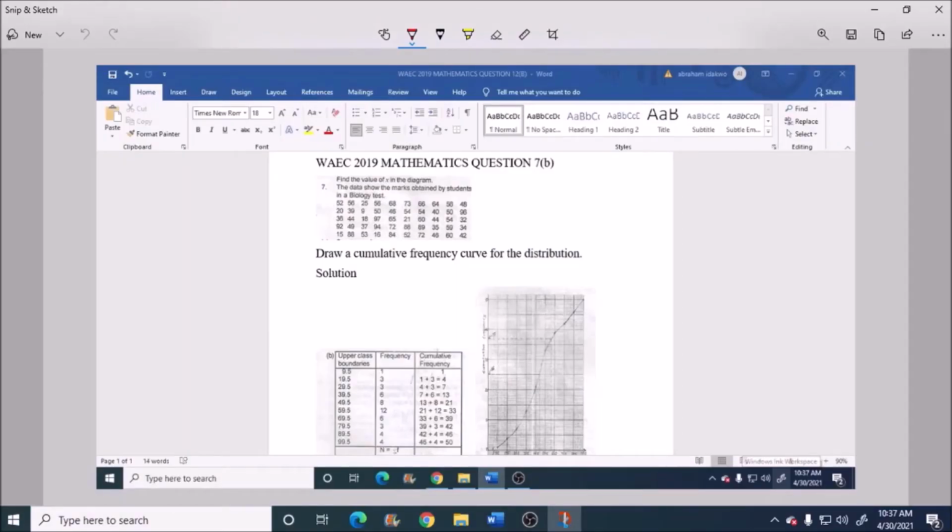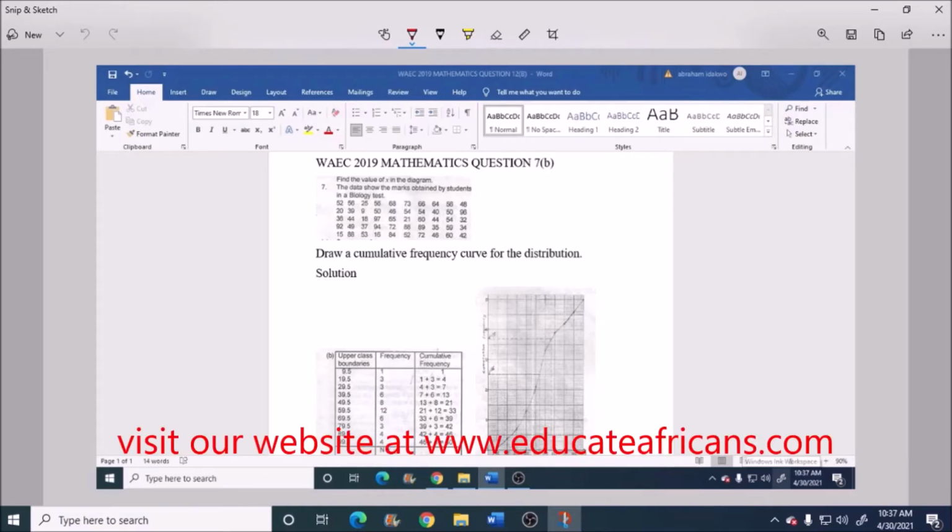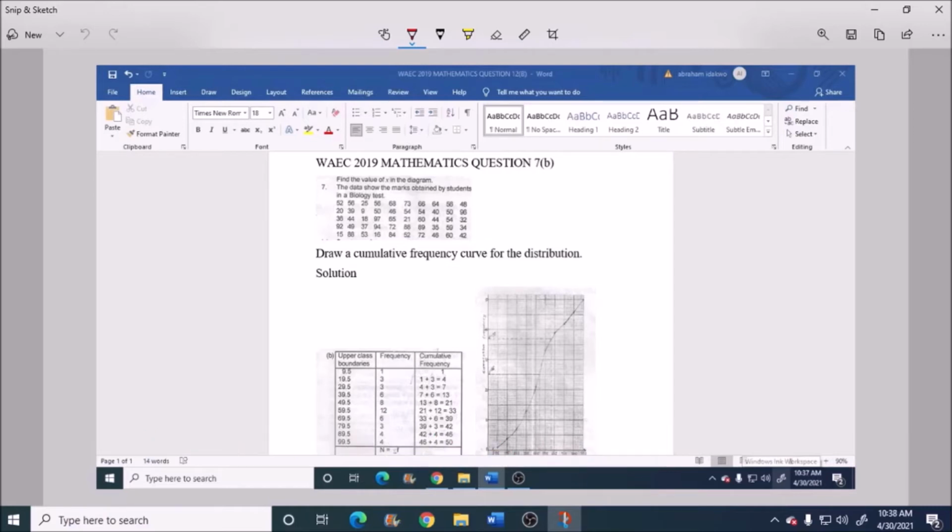Hello and welcome. Today I will be answering WAEC 2019 Mathematics question number 7B. The data show the marks obtained by students in a biology test. From the data that is given, I have provided a table for the frequency and cumulative frequency to draw a cumulative frequency curve for the distribution, as you can see under the solution.